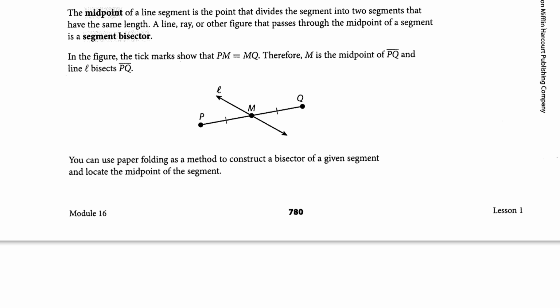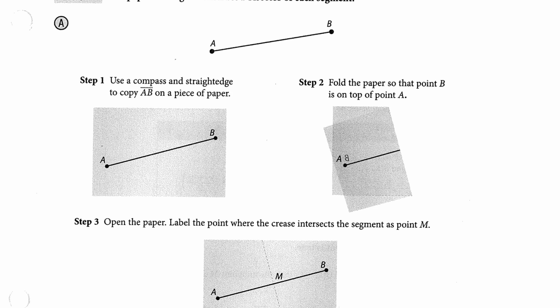You can use paper folding as a method to construct a bisector of a given segment and locate the midpoint of a segment. In example 3, we will walk you through the steps. Use paper folding to construct a bisector of each segment. Here they have a segment AB on the paper. Use a compass and straight edge to copy AB onto a piece of paper, like you see here.